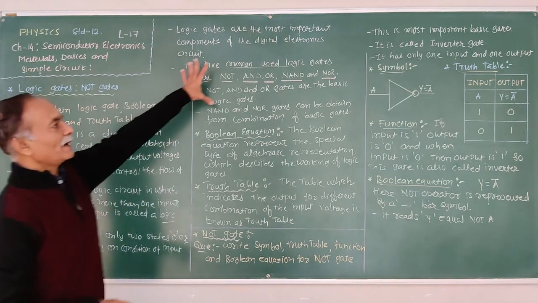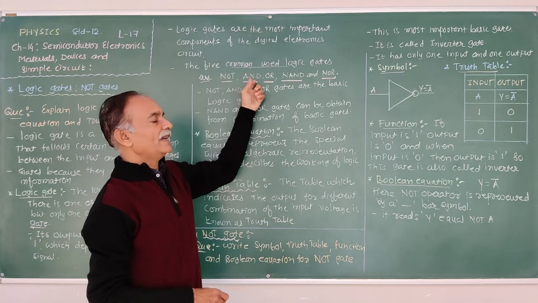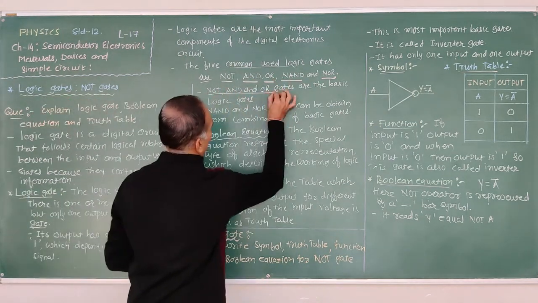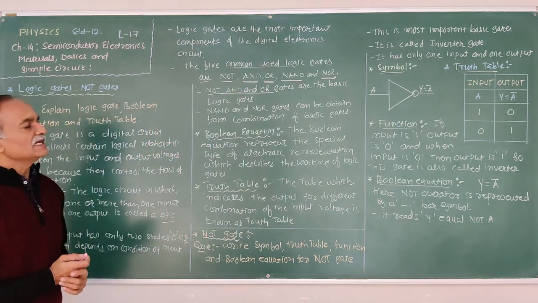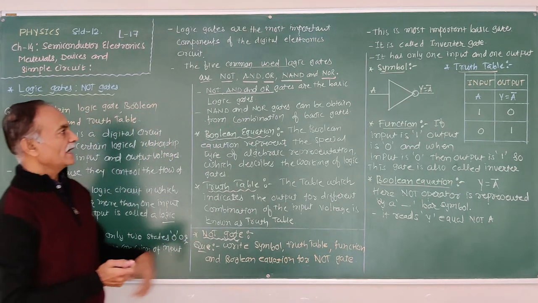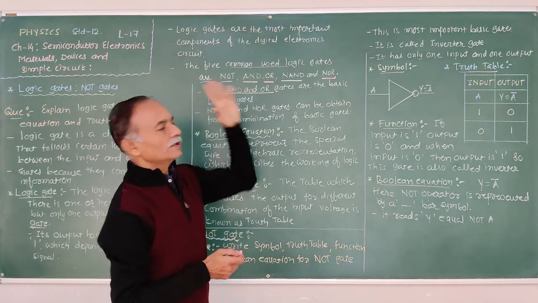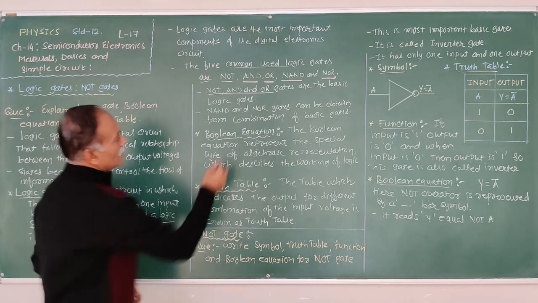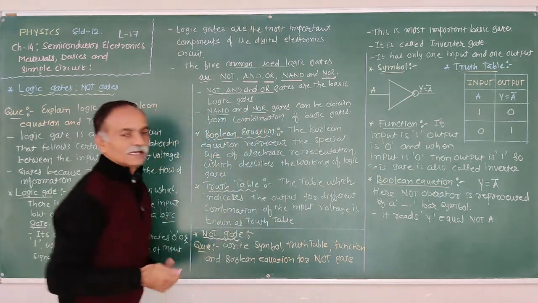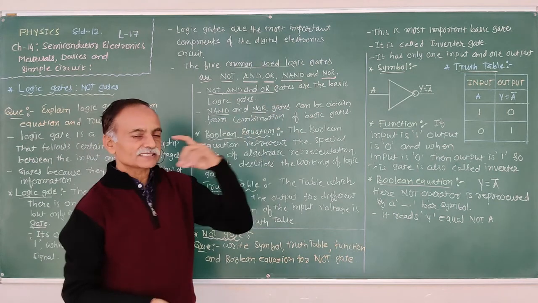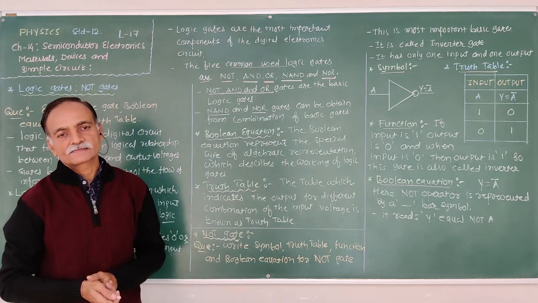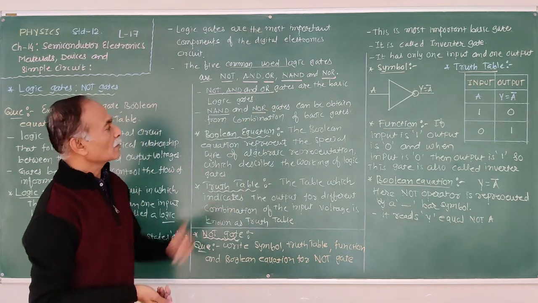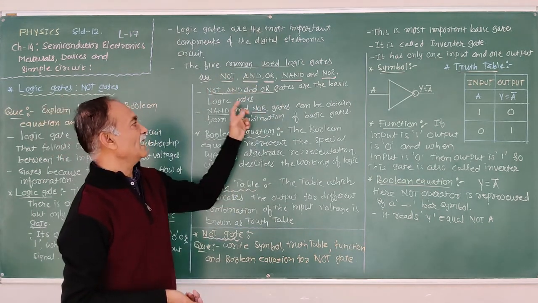Commonly used five logic gates are NOT, AND, OR, NAND, and NOR gates. NOT, AND, and OR gates are the three basic logic gates, while the NAND and NOR gates can be obtained from the combination of the basic gates.